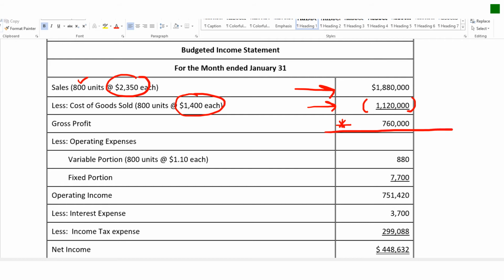Everything below this is all of your operating expenses. They told you that the variable part was $1.10 each. You have to multiply that by 800 units sold. That gives you 880. You then subtract out, or you add up the fixed cost. That'll be the fixed portion of your operating. So once you subtract these two, you get your operating income. Interest expense is always a separate line item on an income statement, so you're just going to show that separately. You're still going to subtract it. You subtract out the 3,700, and then of course you're going to have to determine your net income, which I believe the tax rate was 40%. That's going to give you a tax of $299,088, which would then give you net income of $448,632.